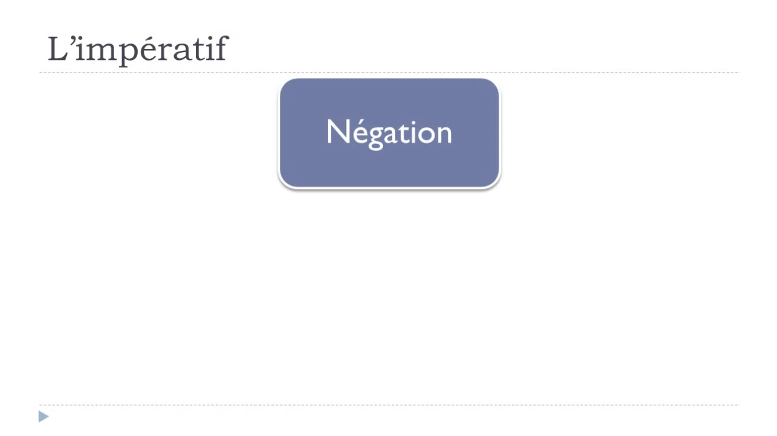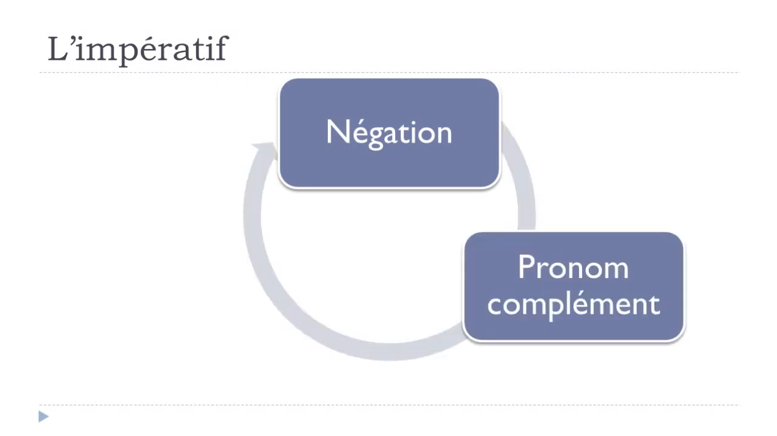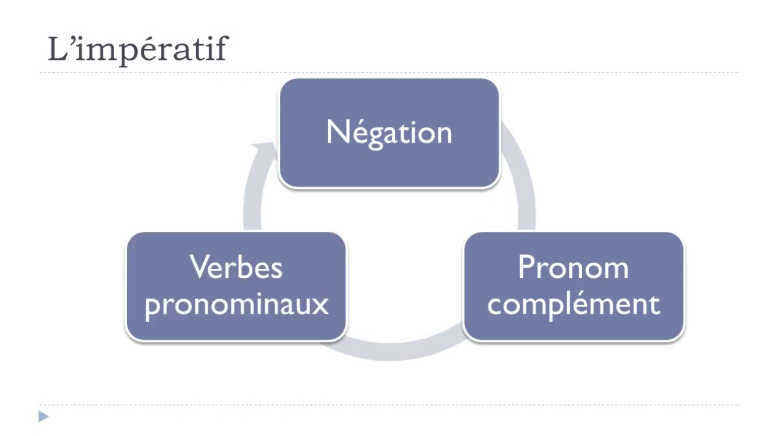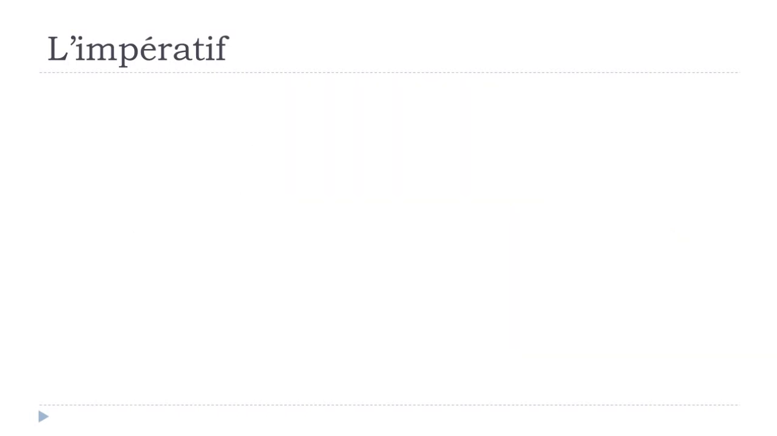Then now we'll see how to construct this imperative when we've got the negative form. After that we'll see how it works if you've got only one pronom complément, and then one or two in that case, and then finally we'll see the verbes pronominaux. But now first la négation.